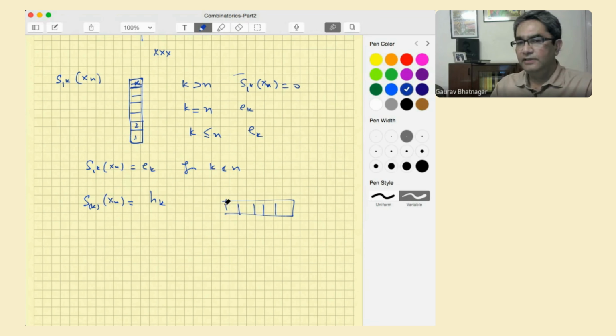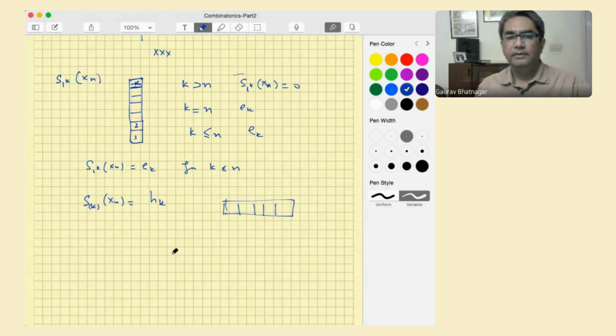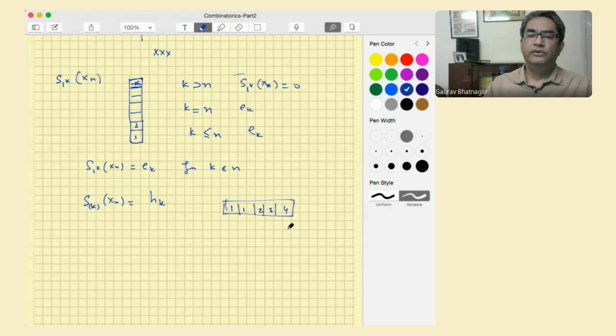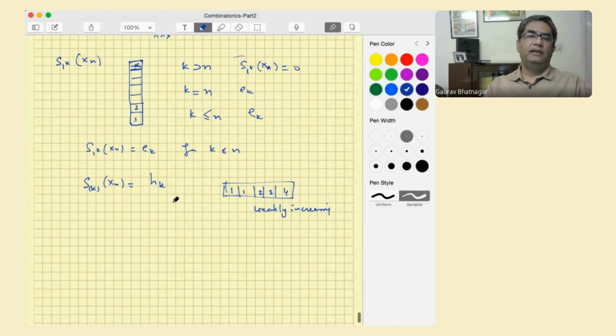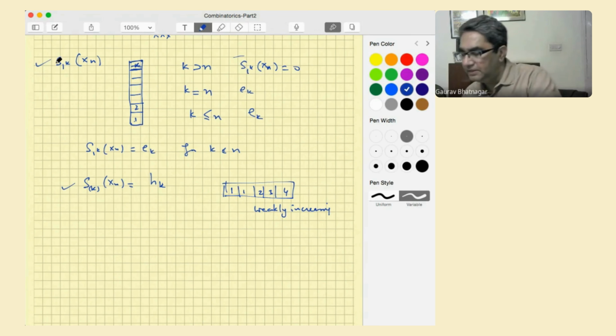And vice versa, if I do s_k of xn, then I should get h_k, because here it's not column strict. So here it is what we did earlier. This is also easy. So here you can do things like this, weakly increasing. So you take the shape of k over here, and again for k bigger than n, it's 0, and for k less than or equal to n, it is h_k. So this is a special case which is not so easy to determine.